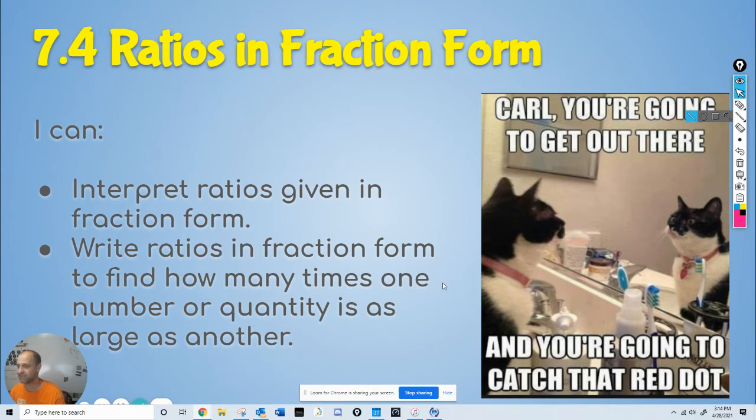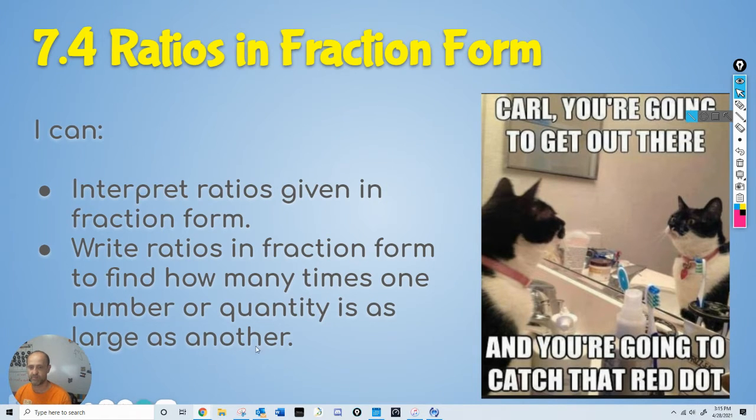Welcome back. It's chapter 7, lesson 4. We're doing ratios in fraction form. All right, so this means just recognizing and interpreting ratios that are given in the form of fractions and then writing ratios in the form of fractions in order to compare some quantities. This will make sense as we get rolling here. But I kind of gave you a heads up that it was coming too.